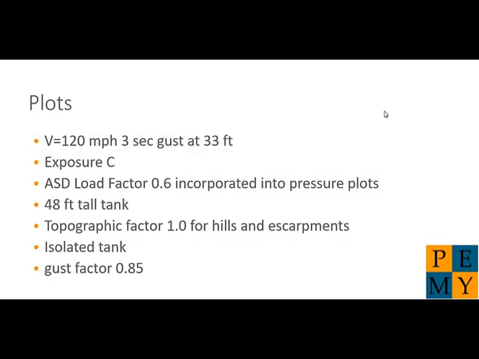Keep in mind that the plots that we'll see are all based on the wind velocity of 120 miles an hour, exposure C, and an ASD load factor of 0.6, which is incorporated into the plots. The tanks are, of course, 48 feet tall, and other factors are applied as you would expect.